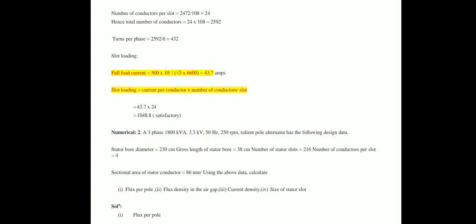I have taken numerical 2, which is a 3-phase 1800 kVA 3.3 kV 50 Hz 250 rpm salient pole alternator that has the following design data. Stator bore diameter is equal to 230 cm, gross length of stator bore is equal to 38 cm, number of stator slots is equal to 216, number of conductors per slot is equal to 4. Sectional area of stator conductor is equal to 86 mm square. Using the above data, we have to calculate first flux per pole, second flux density in the air gap, third current density, and fourth size of stator slot.